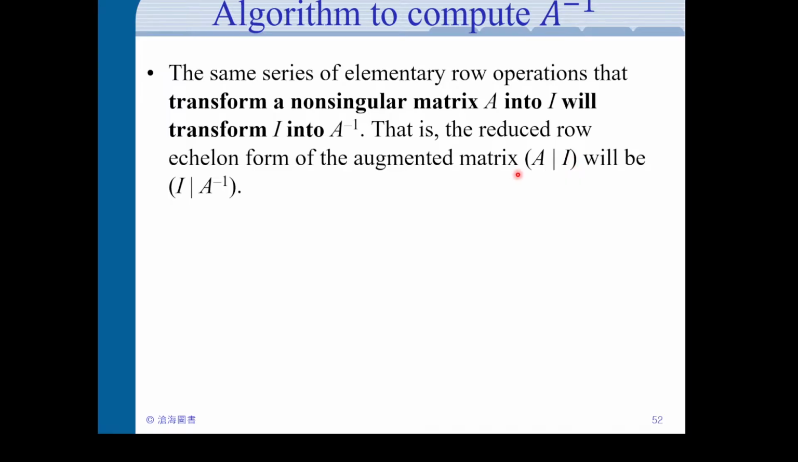Now this is a different augmented matrix than the one we have for the linear system. So we define a different augmented matrix. That is, a matrix with the left block being A and the right block being the identity. If we do the elementary row operations to turn A into the identity, then we'll turn the identity into A minus 1.